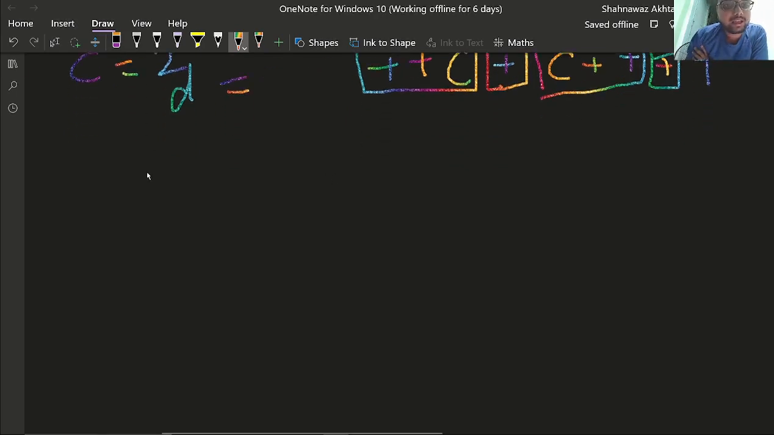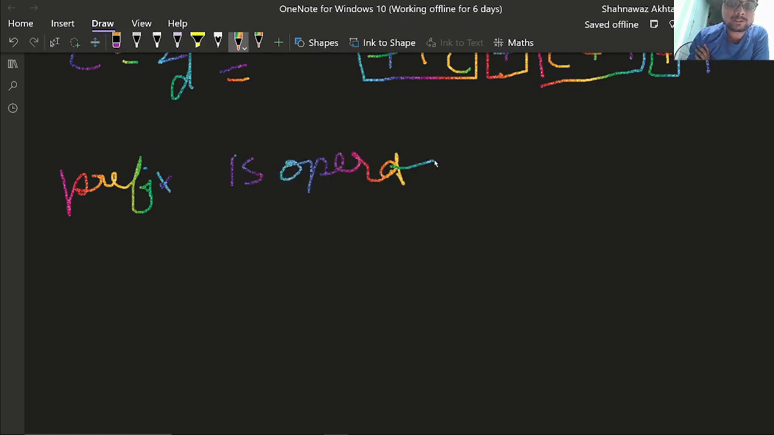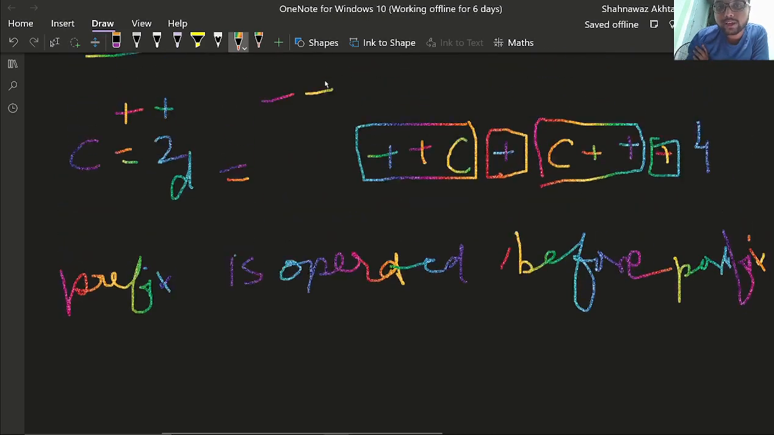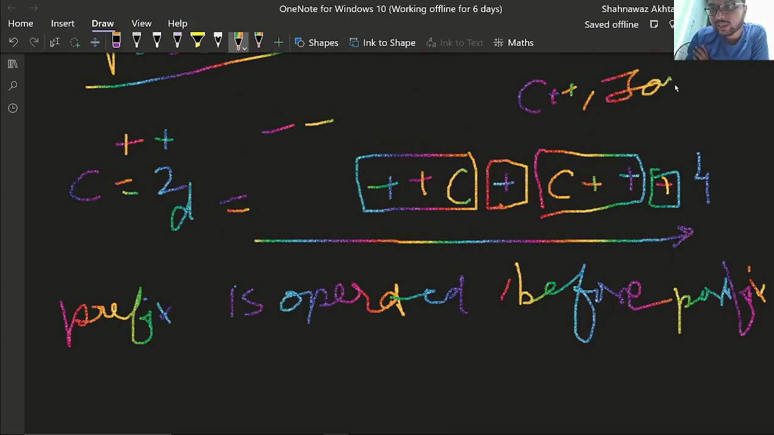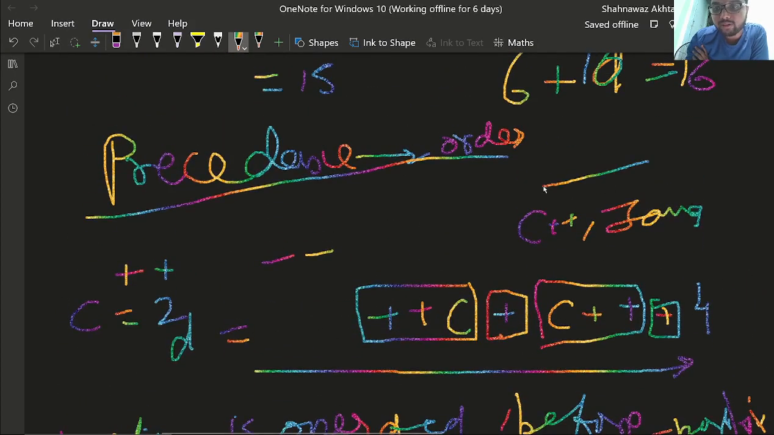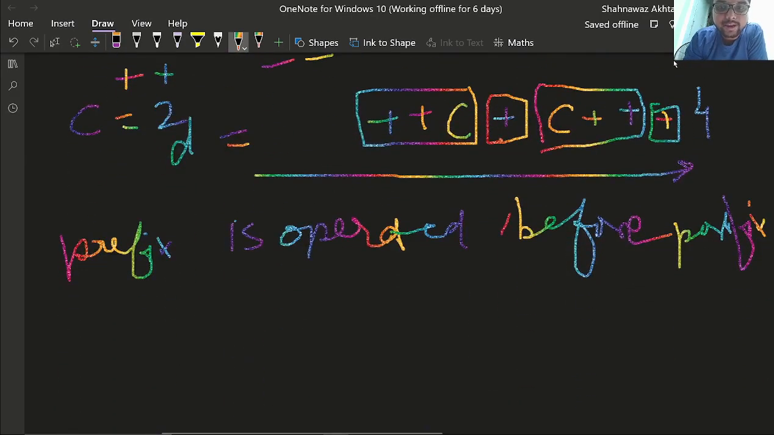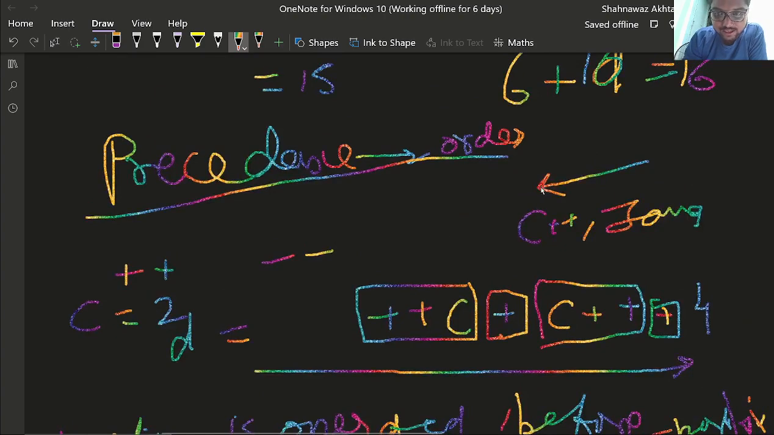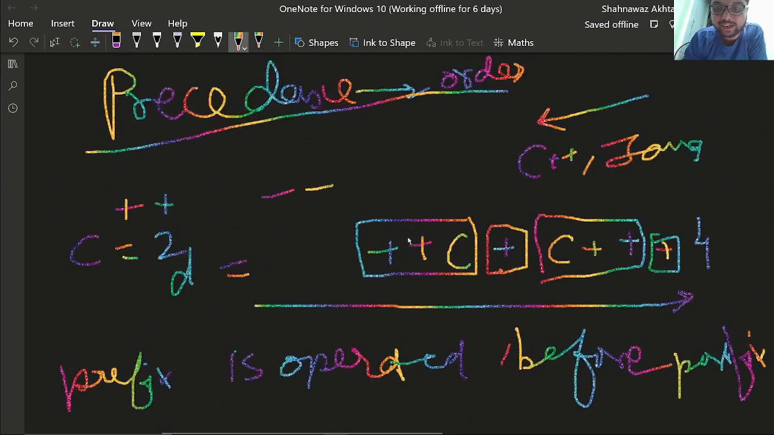See, there is a precedence. What is the precedence? Prefix is operated before postfix. So in this case, we always move from left to right in calculating expressions in Java and C++. In the case of C, it will be from right to left. But in Java, it is from left to right, and in C++, it is also left to right, until and unless there are some specific conditions, which I will tell you later if they arise. Otherwise, remember that you have to calculate from left to right.